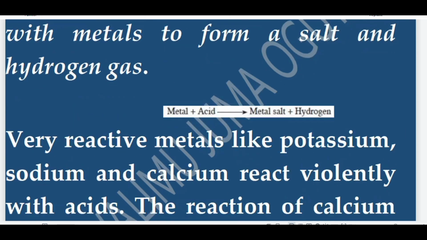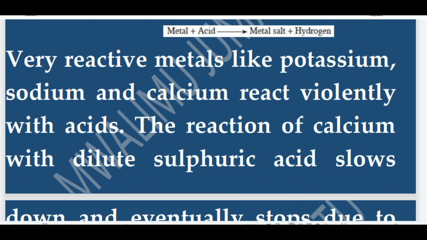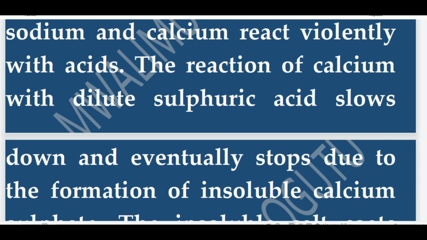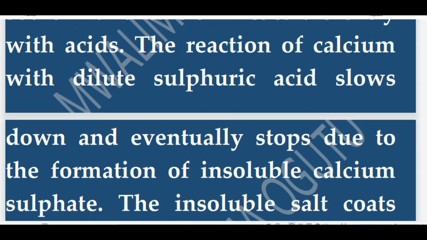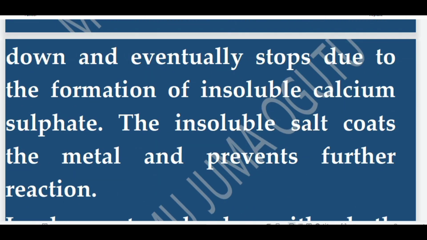Very reactive metals like potassium, sodium, and calcium react violently with acids. The reaction of calcium with dilute sulfuric acid slows down and eventually stops due to the formation of insoluble calcium sulfate. The insoluble salt coats the metal and prevents further reaction.